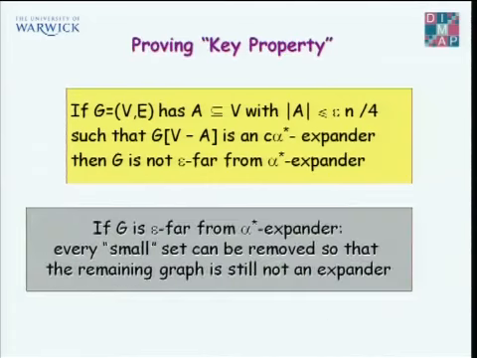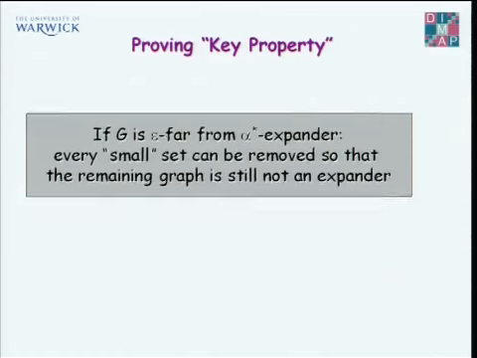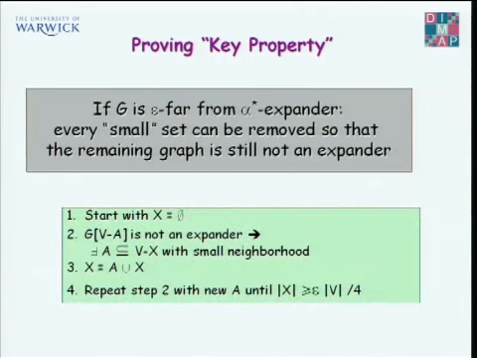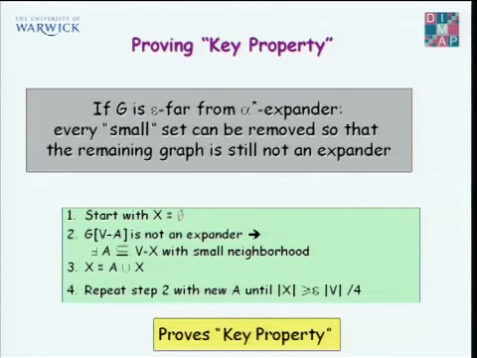Once you have this result, you can put it together so that you first start with a small set of vertices. If this is already big enough, then this is your outcome. If this is small enough, you put it on the side and consider the rest of the graph. You have a graph which has small expansion, so you put this together, and at the end you will get this key property I promised you.